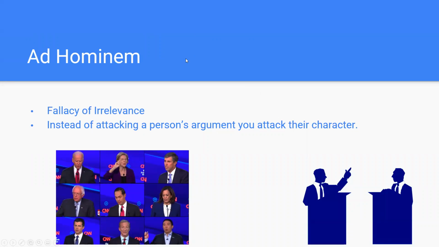Another logical fallacy is ad hominem, which is a fallacy of irrelevance, our first one of irrelevance. And this is, instead of attacking a person's argument, you attack their character. This is a pretty common one that should be avoided. But when it comes to debating two different positions, you want to stick to the topic.